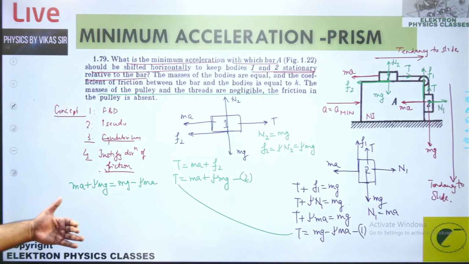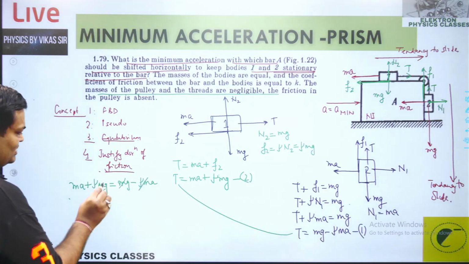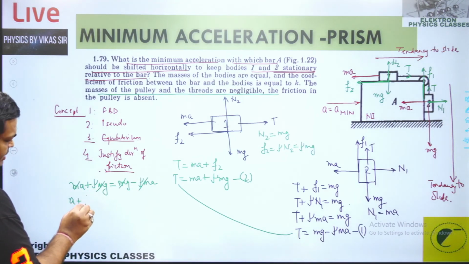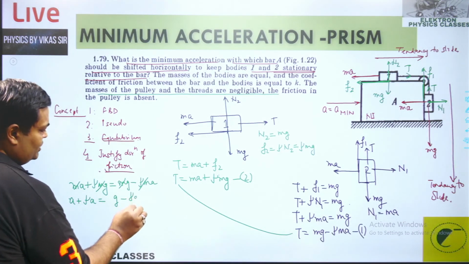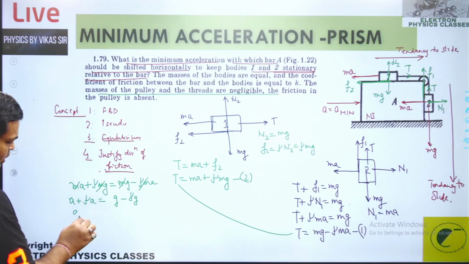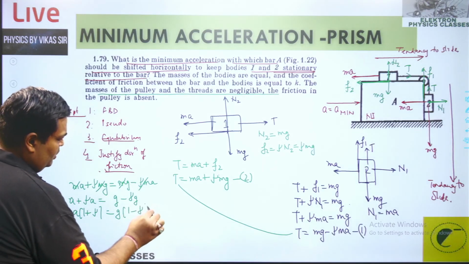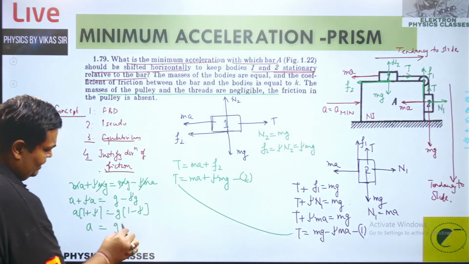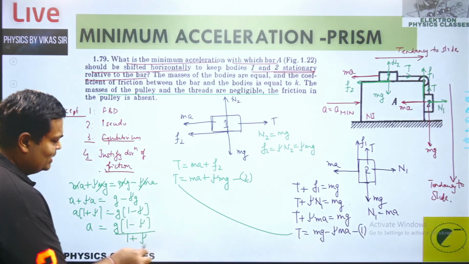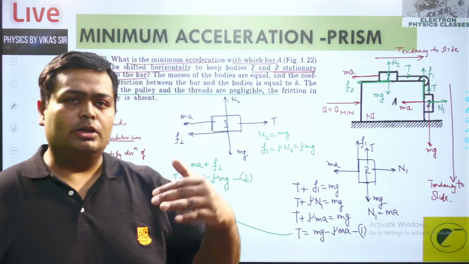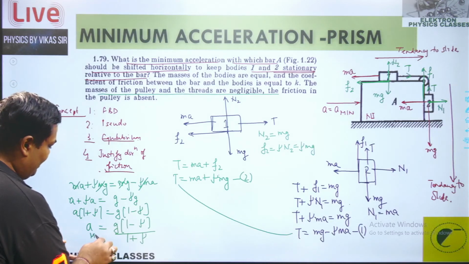So you can bring the A terms together. m first of all gets cancelled out. That's A plus mu into A is equal to g minus mu into g. So A common, 1 plus mu is equal to g into 1 minus mu. So the value for A becomes g into 1 minus mu upon 1 plus mu. This is the minimum, because the numerator has negative and the denominator has positive. And so we are very much happy to say A minimum.